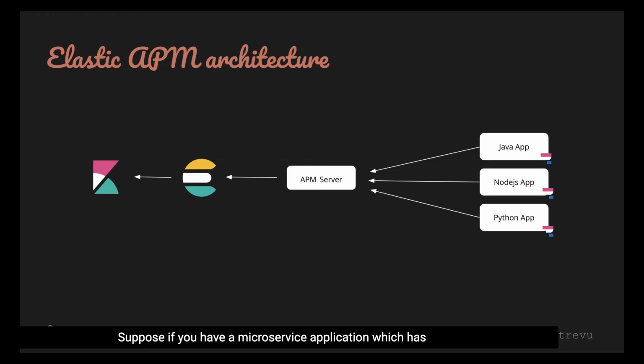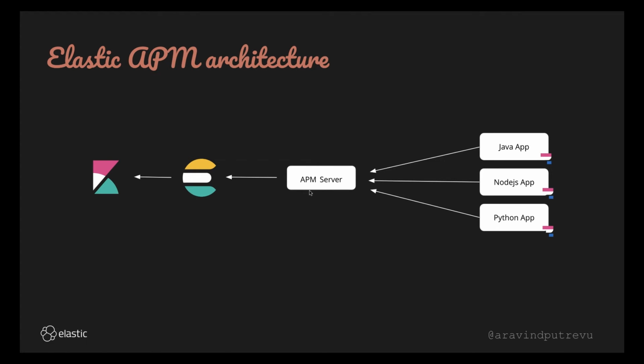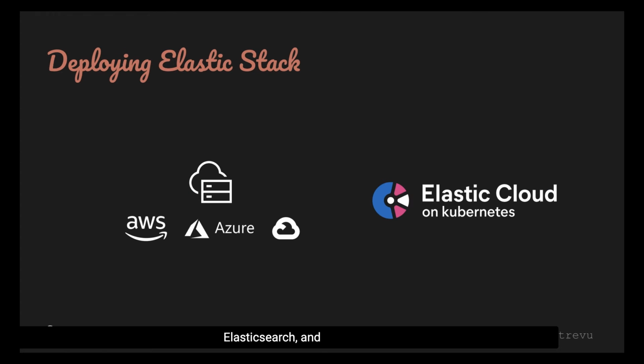Now, how would the architecture of an APM situation look? Suppose you have a microservice application which has multiple services written in different languages, which includes Python or any framework. Of course, the agent should support the specific framework, but then you have multiple apps with different programming languages, and you could send the data to APM server, and then it sends to Elasticsearch, and then Kibana. It's a simple thing. You could download Elasticsearch, Kibana, and then APM server, and kickstart this. Or you could use a cloud service like Elastic Cloud to build on top of it and collect this tracing.